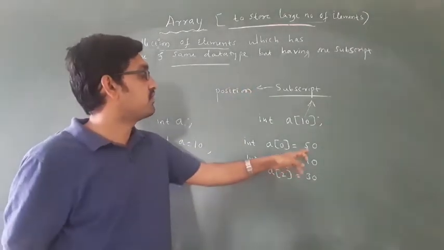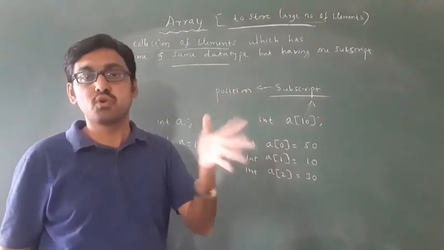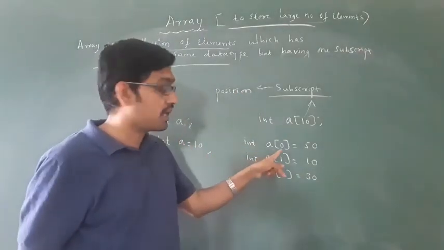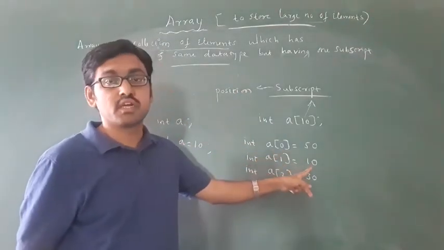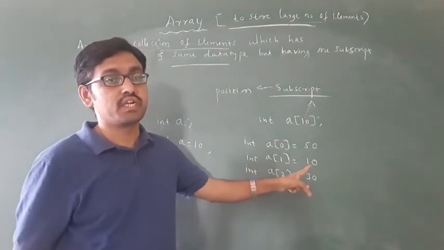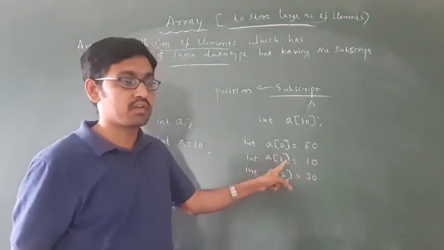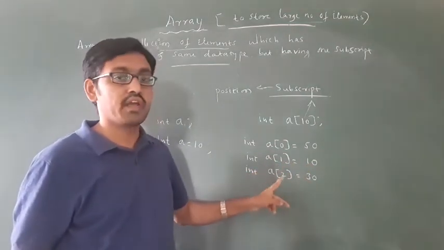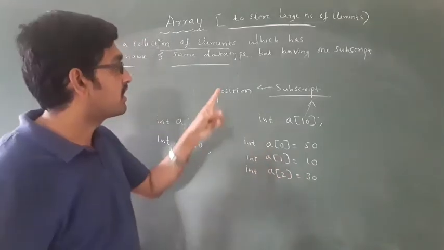Okay, for example 50, in which position will 50 be stored? In A of 0. 10 ಎಲ್ಲಿ ಸ್ಟೋರ್ ಆಗಿದೆ? Which is the location? It is stored in A of 1. See, 30 is stored in A of 2. Okay, that is called subscript.